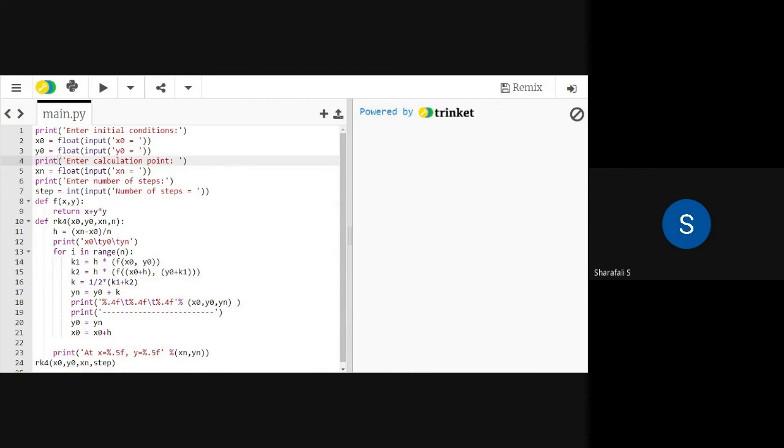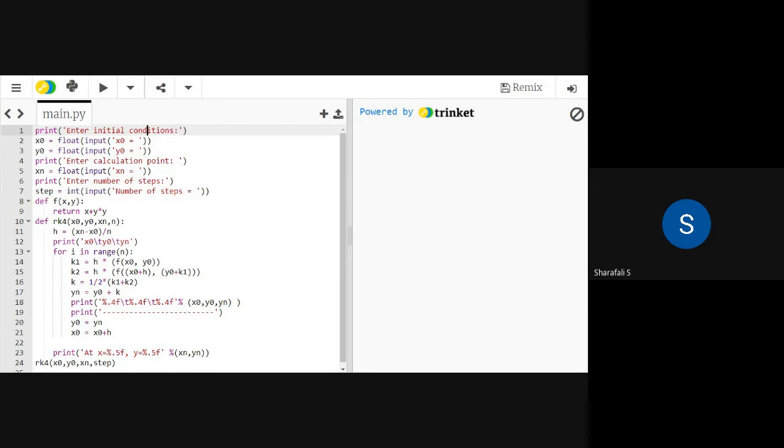Now we'll discuss the program for this second order Runge-Kutta method, and after that we will discuss the program corresponding to the fourth order Runge-Kutta method also. So first we will consider this second order Runge-Kutta method program.